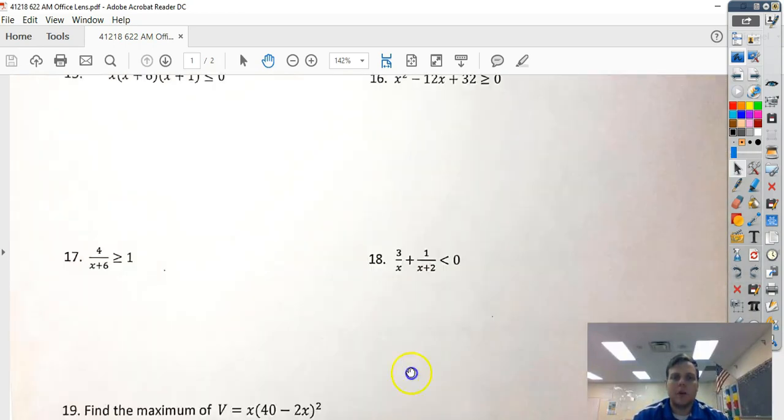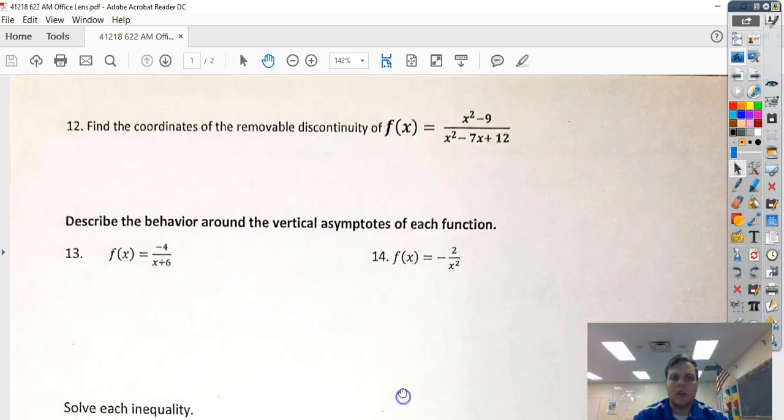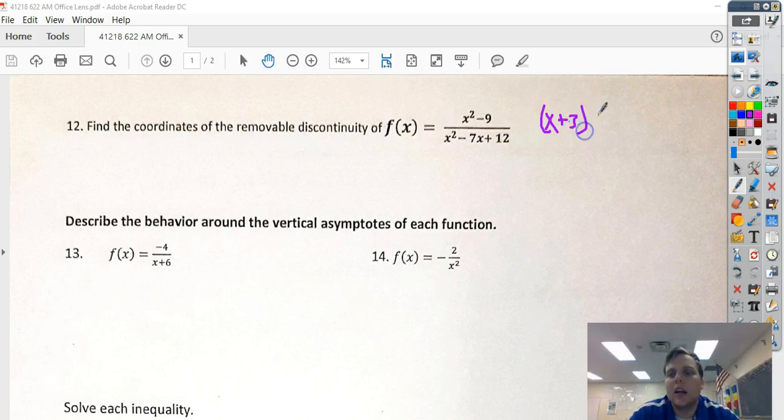Find the coordinates of a removable discontinuity. That means we have to factor everything. Hopefully y'all are good at factoring now. X squared minus 9 becomes x plus 3, x minus 3. That's called the difference of squares. Over x squared minus 7x plus 12, which becomes x minus 4, x minus 3.